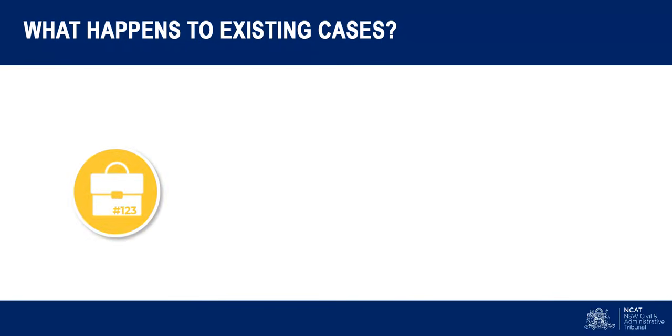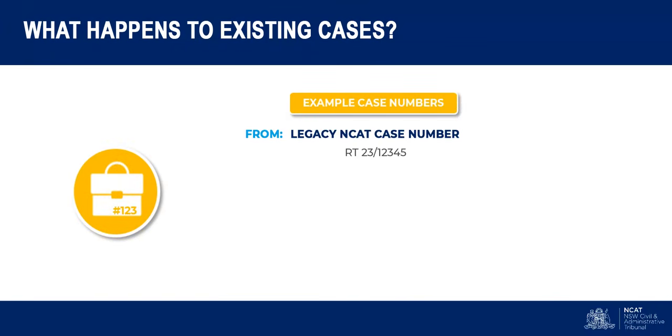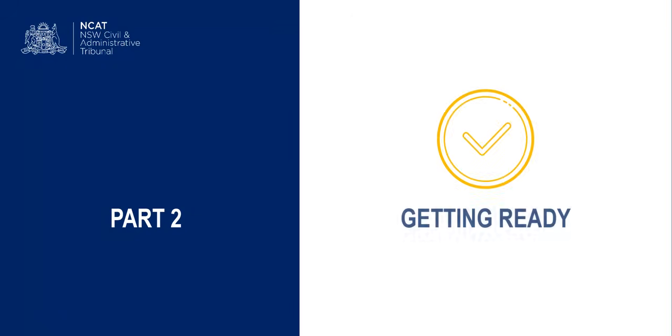Existing cases will be given a new case number. Parties will receive the new case number via email if they have email as their address for service. Otherwise, it will be posted. There will be a barcode on the email or letter. The barcode can be used by a party to link to the existing case after they are registered to use the NCAT Online Services.